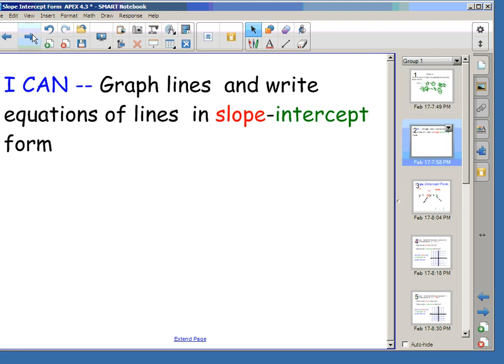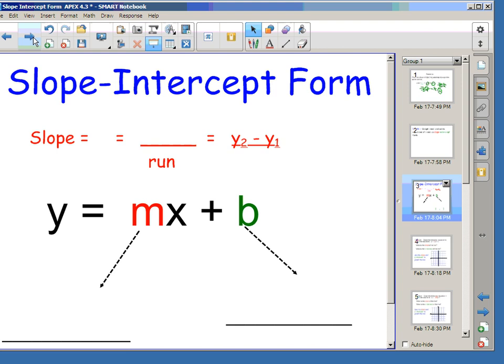All right, so let's move on to section 4.3, which is slope-intercept form. Here's our goal: I can graph lines and write equations of lines in slope-intercept form. That's what you're going to be able to do. First of all, what's the slope again? It's equal to the letter m. It's equal to the rise over the run, which is equal to y sub 2 minus y sub 1 over x sub 2 minus x sub 1. You can grab a note sheet to follow along that I have, or you can take your own notes. If you want, you can come see me and get the sheet to fill in as we go.